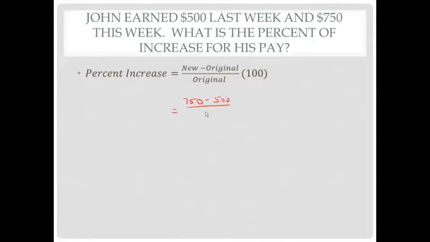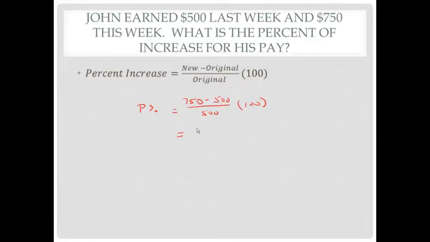So his original pay was 500. And then to convert that into a percent, we'll multiply it by 100. So again, get the difference between the two amounts, the difference between the pay, and it's always big minus small, not necessarily new minus original, over the original pay times 100.